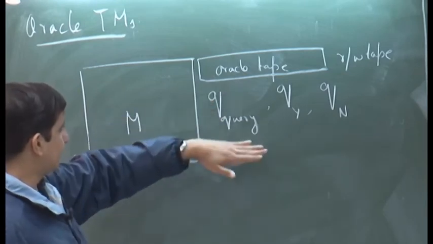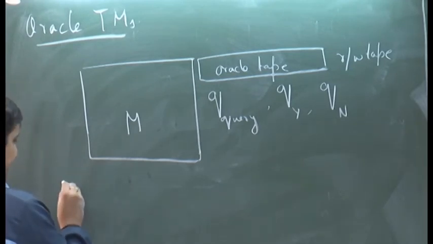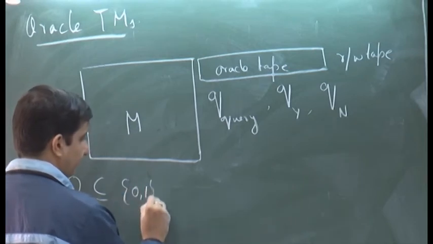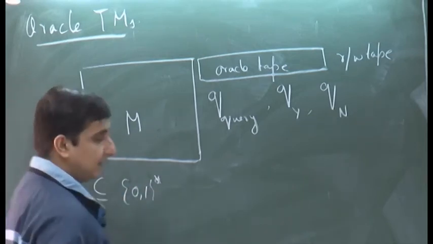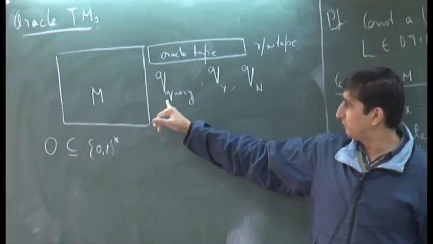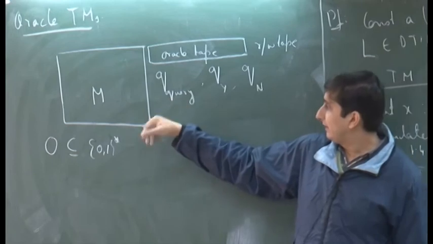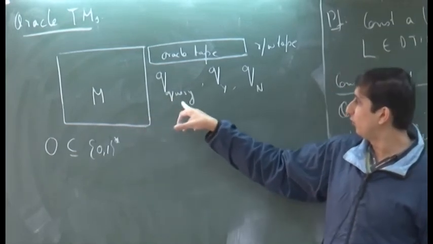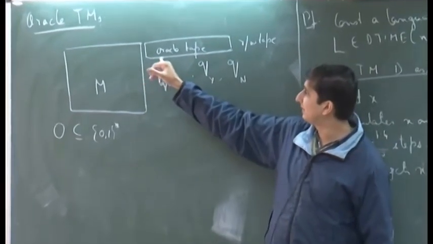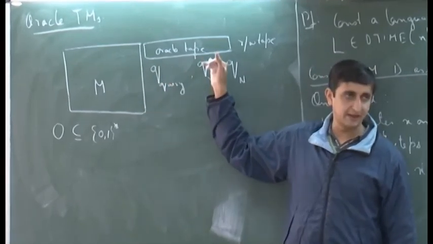So, the Turing machine has an oracle tape and three extra states, and there is some language, the oracle, a subset of {0,1}*, such that whenever the Turing machine M enters the state q_query at any point during its computation, in the next step the machine will go to either the state q_y or the state q_n, depending on what is written on the oracle tape. So, the moment M enters q_query, it checks what is written on the oracle tape.